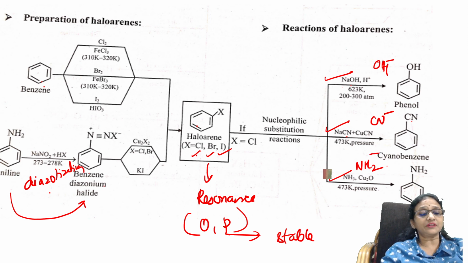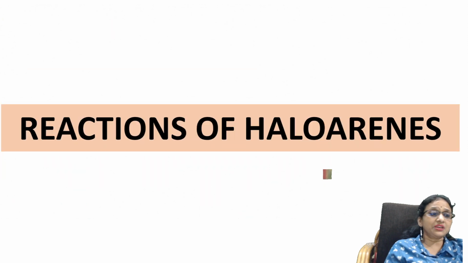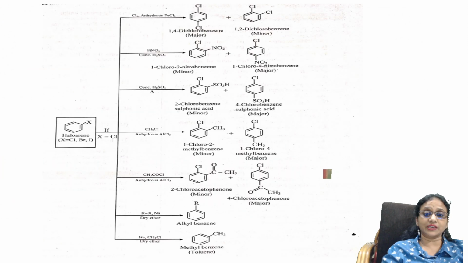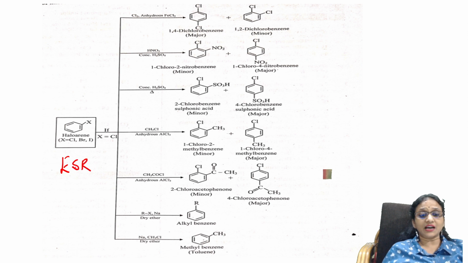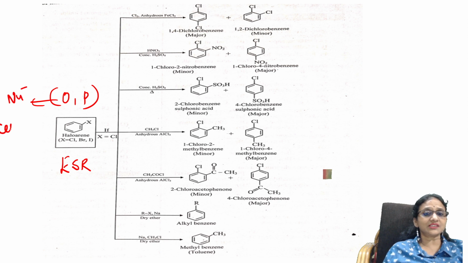Now let us see further the chemical reactions of haloarenes. Okay, see here. Haloarenes can undergo different types of electrophilic substitution reactions also. Why? I said just now, ortho and para positions are rich in electron centers. So what happens? It undergoes different electrophilic substitution reactions like halogenation.